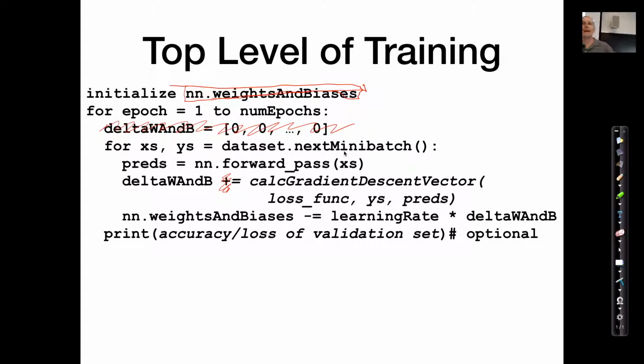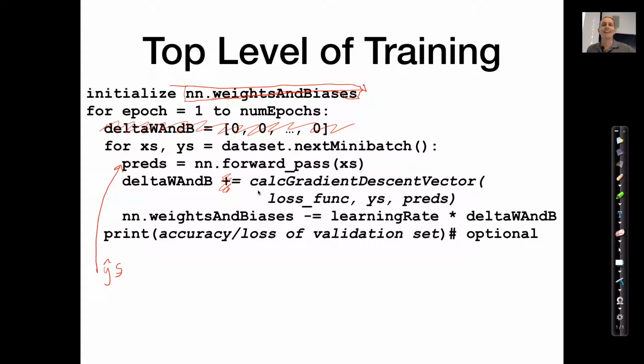And that's why I call it xs and ys. It's sort of Haskell-like for multiple here. So we have multiple x's and multiple y's. And we're going to do a forward pass on the x's. And that's going to give us predictions, right? Another name for predictions is y hat. So these are our y hats.